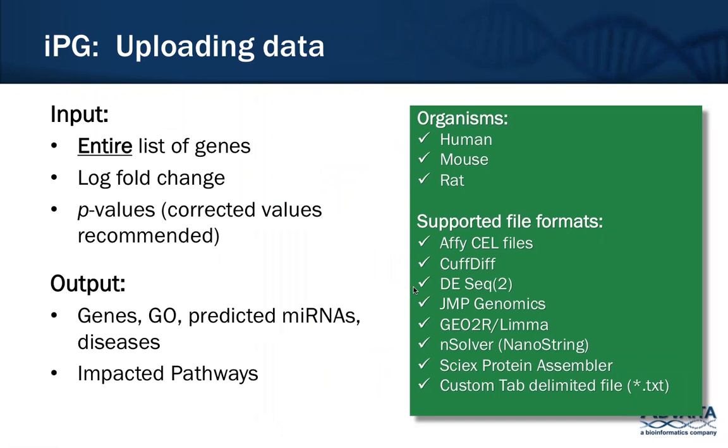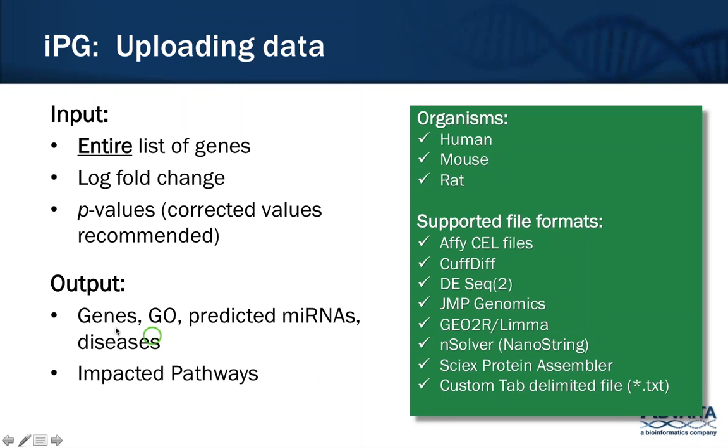So let's talk about what is required for input and what you get for output with iPathwayGuide. So the input is the entire list of genes, and I want to stress that other packages will allow you to submit just DE genes, but because we want to look at what the relative background is, we would like to have the entire list of genes submitted along with their associated fold changes, and then p-values. We recommend that you use corrected p-values, or sometimes referred to as q-values in certain workflows, and it just generally tends to give you better results.